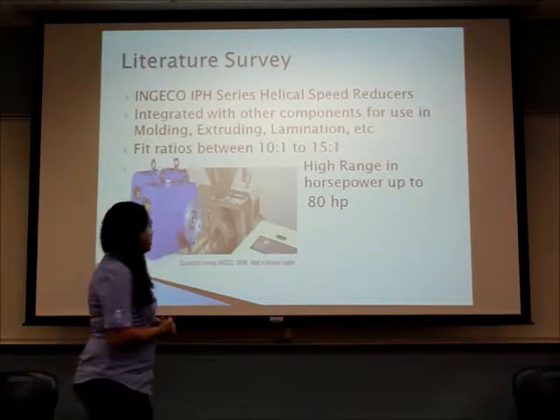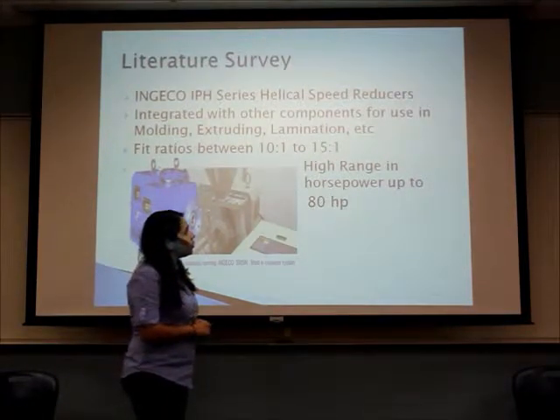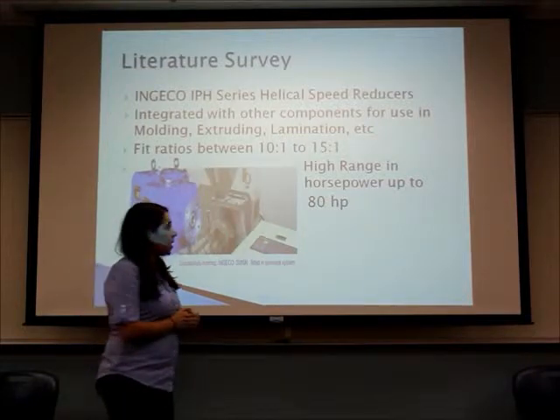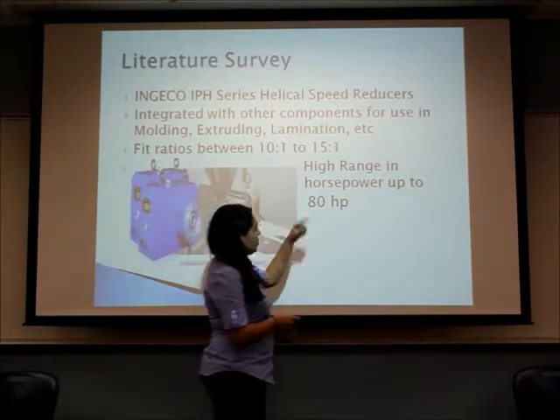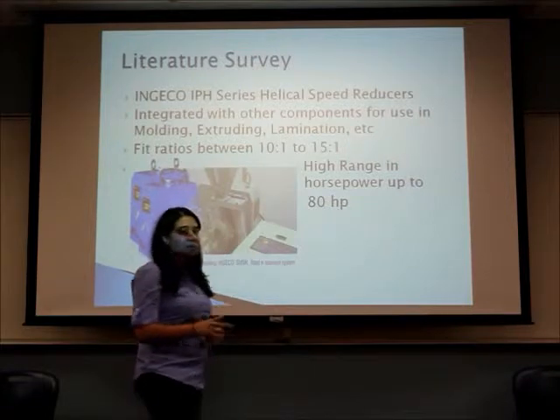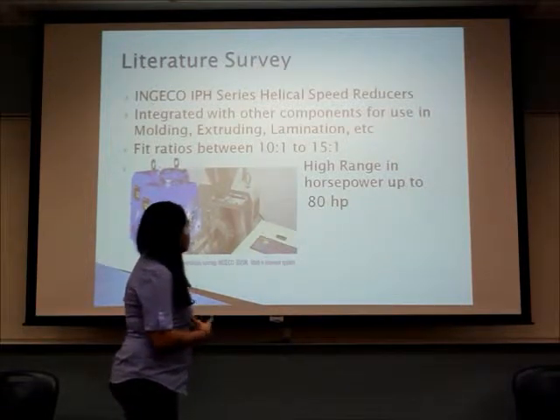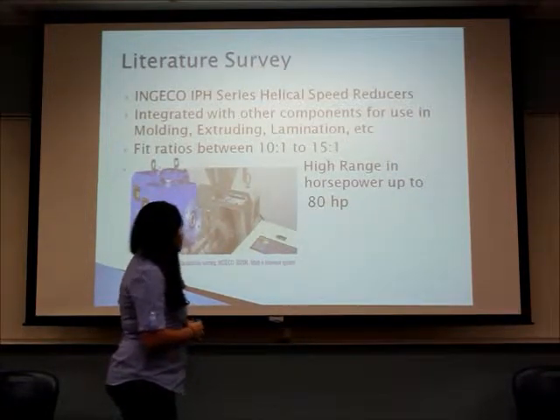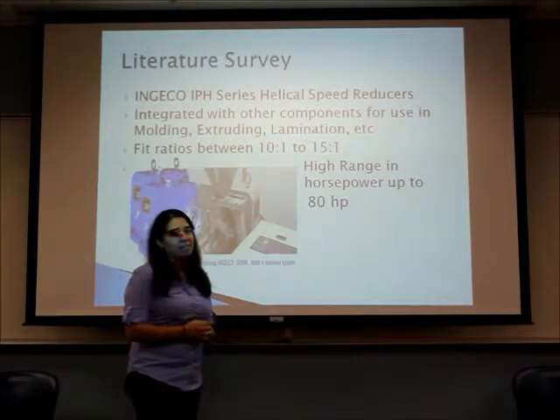When researching, we found this product, helical speed reducers, which is very similar to our project, and it has a high range in horsepower that goes up to 80 horsepower, and it has applications in molding, extruding, and lamination.